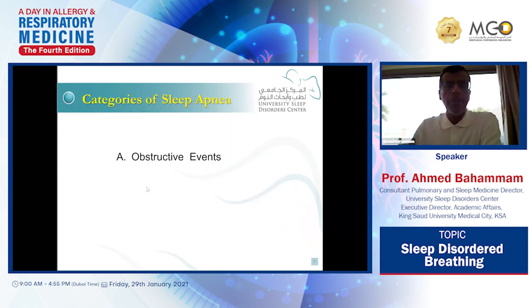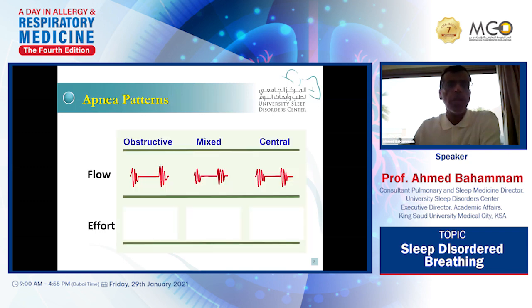When we say apnea, there are 3 types when we score the study: obstructive events, central events, and mixed events. If you look here, there is no flow. If there is no flow, complete cessation or almost complete, we call it apnea. In the obstructive, the patient is trying to breathe. There is effort, but no flow. So this is obstructive. The upper airway is closed.